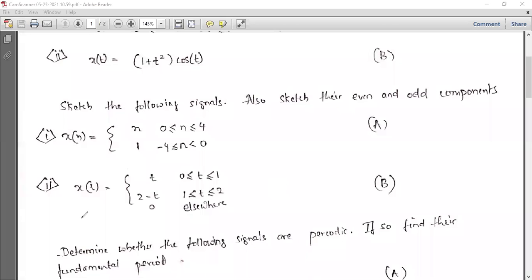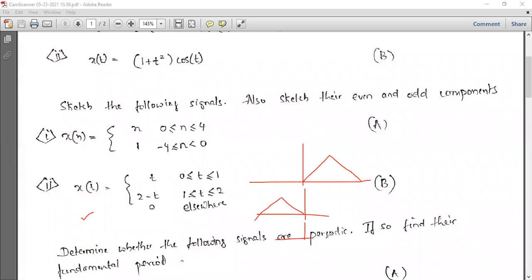Now this one, by the way, x of t equal to t. What was this, by the way? You can see 0 to 1. It's a triangle on the right side. Then you have an odd part. You will have a triangle on the left side.